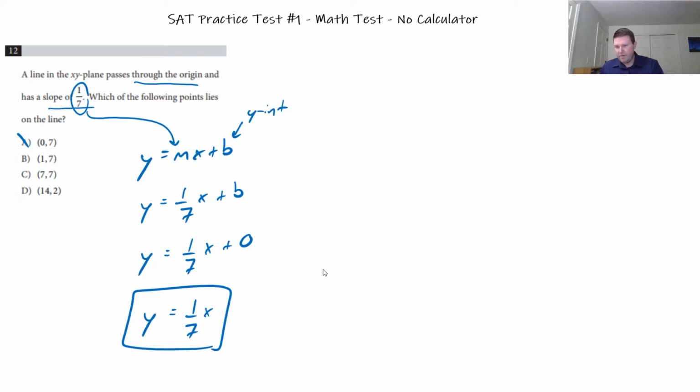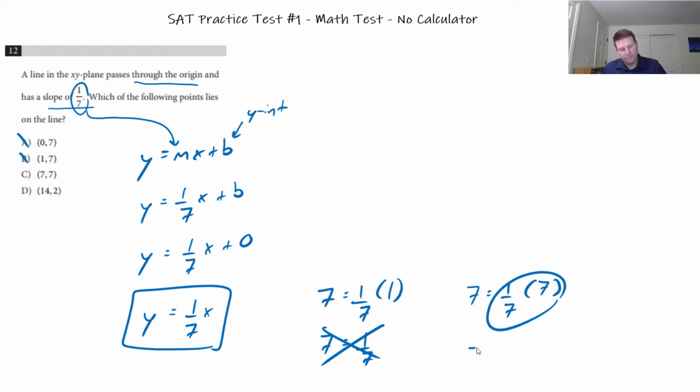And then when I plug b in, it would be like 7 equals 1/7 times 1. This is the one that gets most people, because it looks like the 7s are going to cancel and it's going to be true, but it doesn't end up being true. Okay, so b is out as well. And then if you look at c, 7 equals 1/7 times 7. This would make 1, so it's like 7 equals 1, not that.